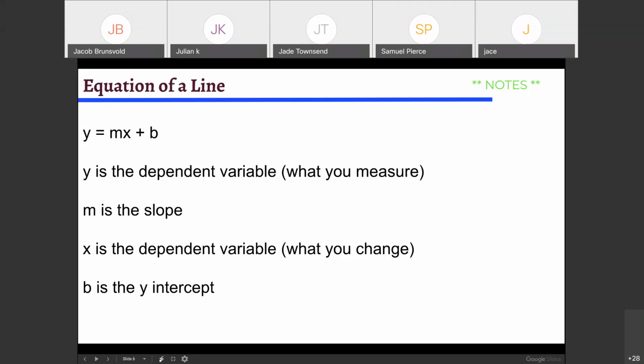X is your independent variable, so what did you change in the experiment? If we think about the paperclip lab, I was changing how many paper clips were inside the box. For that reason, the independent variable would be the number of paper clips for that lab. And then b is your y-intercept. The y-intercept will always have the same units as y. In our paperclip lab, y was mass, and mass is measured in grams, so b would have the same units as grams. M, on the other hand, is going to be the units of y over the units of x. I'll show you what that looks like in just a sec.